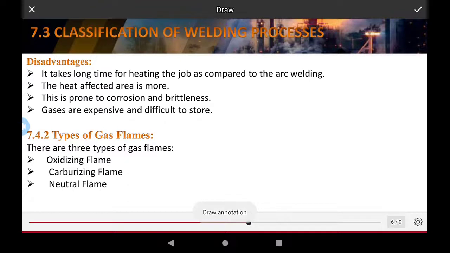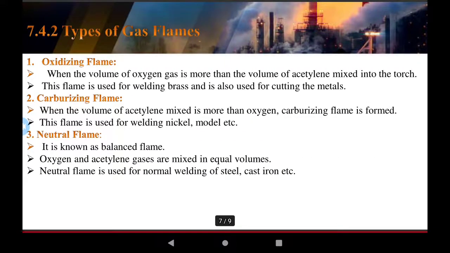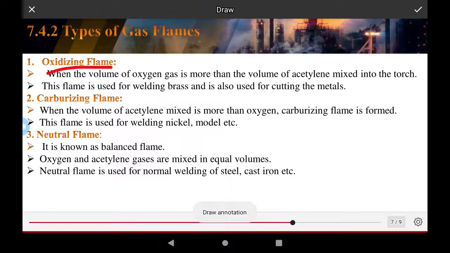The types of gas flame. There are three types of gas flame used in this operation: oxidizing flame, carburizing flame, and neutral flame. The oxidizing flame: when the volume of oxygen is more than the volume of acetylene mixed into the torch, the flame is used for welding brass and also for cutting of metals.